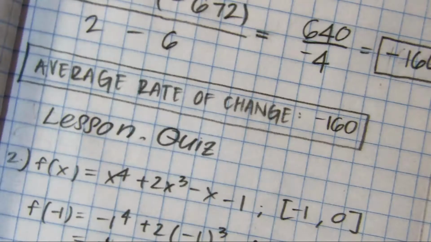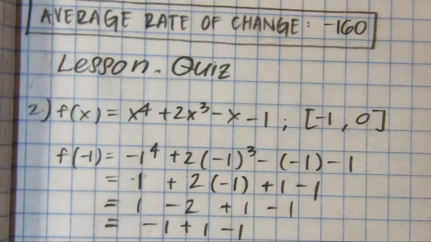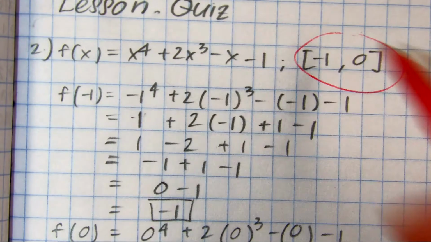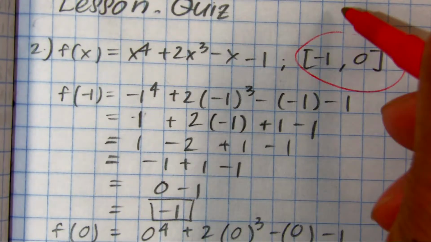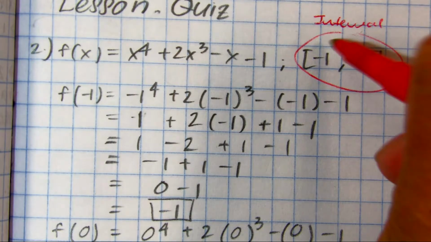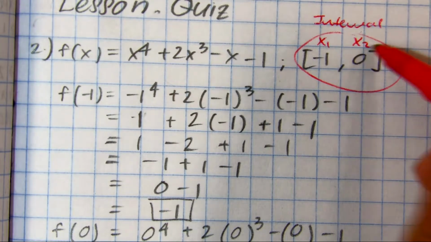Question number 2, you were asked to find the average rate of change, and you were given a quartic function. And remember, class, is this an ordered pair? No. What is it? X. They are x values. It's an interval, so this is x1, x2.